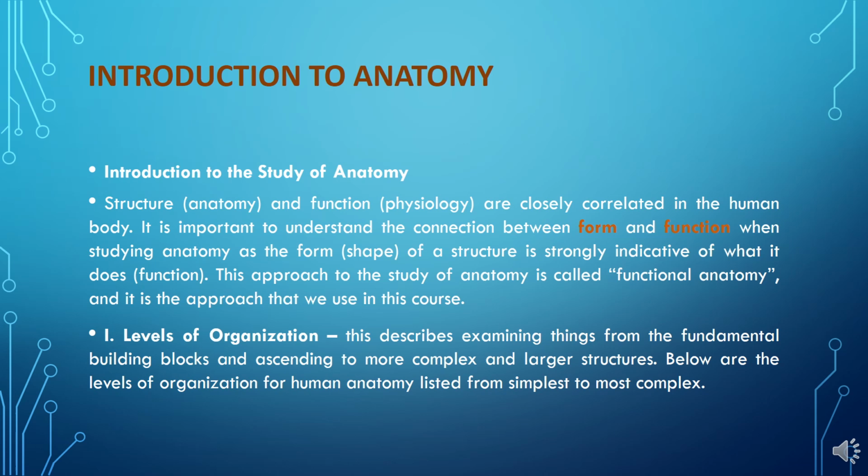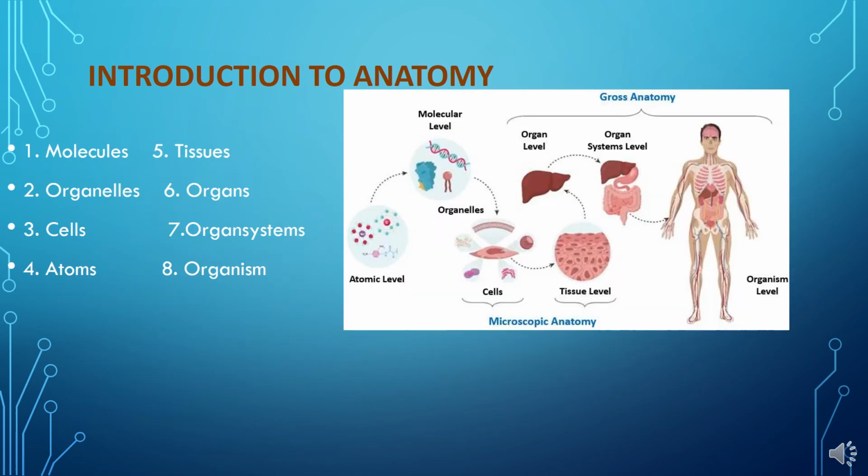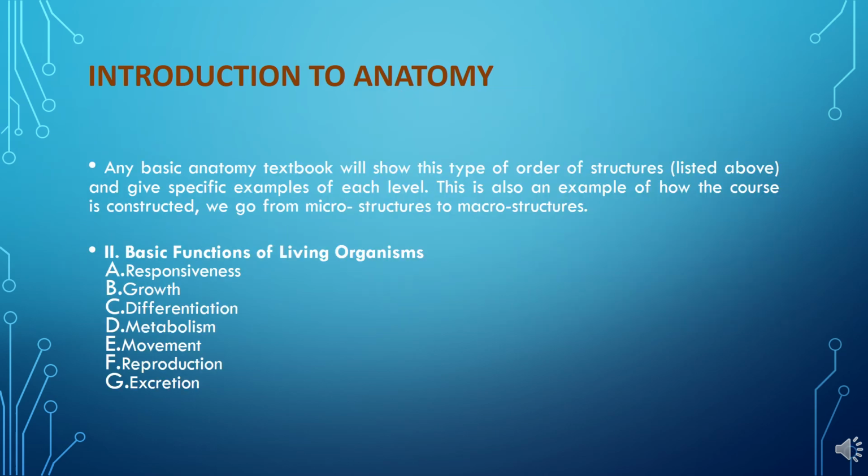Levels of organization. This describes examining things from the fundamental building blocks and ascending to more complex and larger structures. Below are the levels of organization for human anatomy listed from simplest to most complex: 1. Molecules, 2. Cells, 3. Tissues, 4. Organs, 5. Organ systems, 6. Organism. Any basic anatomy textbook will show this type of order of structures listed above and give specific examples of each level. This is also an example of how the course is constructed. We go from microstructures to macrostructures.